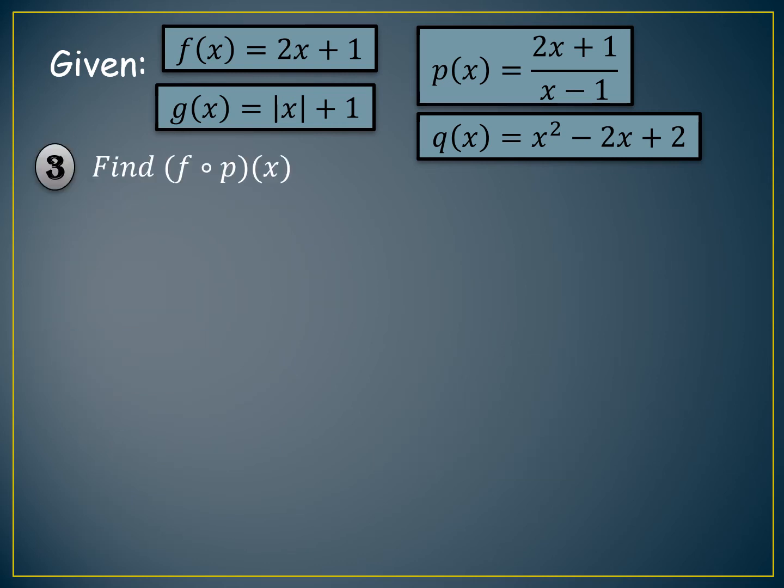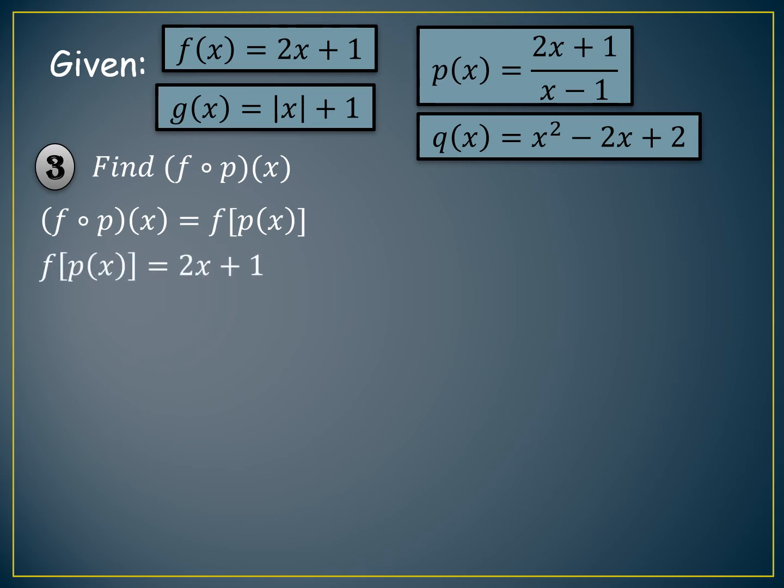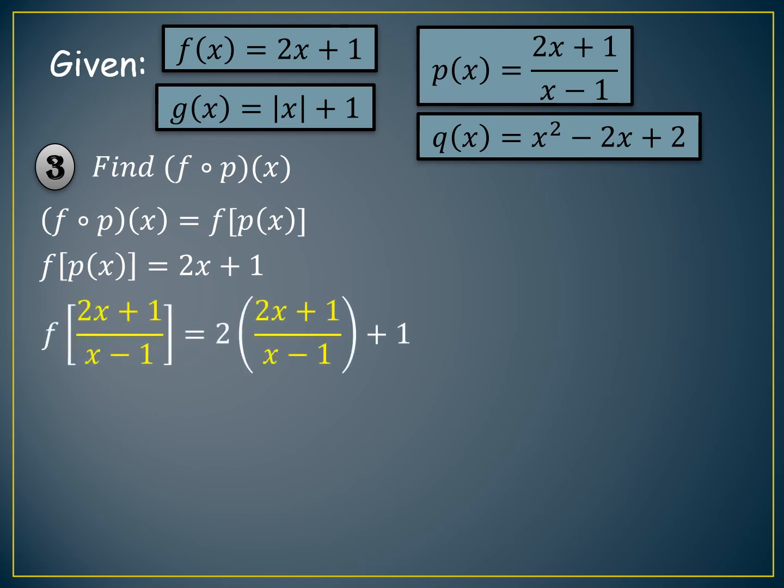Okay, next question. Find the composition of f of p of x. Okay, so the equation you will use is f, and the domain will be p of x. So, what is the equation of f of x? So, f of p of x is equal to 2x plus 1. Okay, so what you will substitute for x here is p of x. So, what is p of x? It is 2x plus 1 over x minus 1.